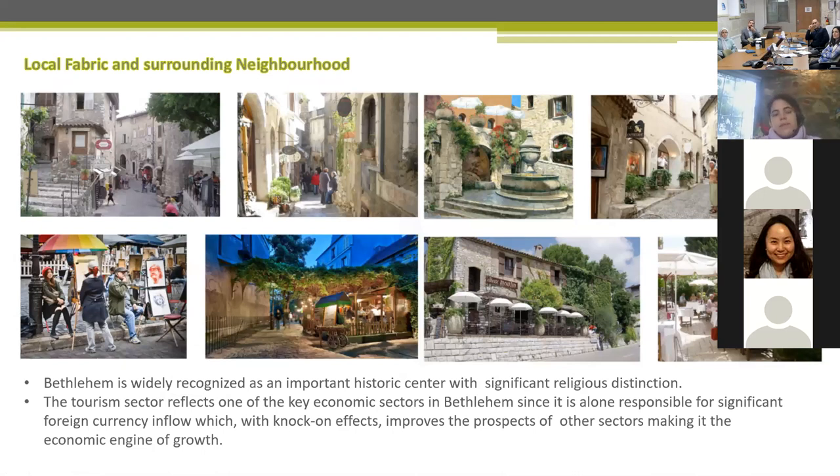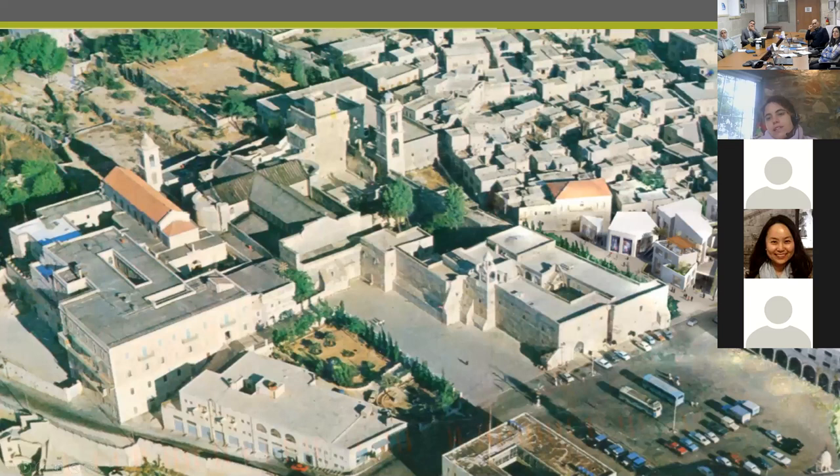So these are some pictures that show you, we wanted something that was more sensitive towards the local fabric and the surrounding neighborhood. So this is a 3D image of the second developed design, which you can see is more terraced and which mimics the old souks and the alleyways of Beit Lahem. So this is just a visual image to show you how it blends into the surrounding fabric.